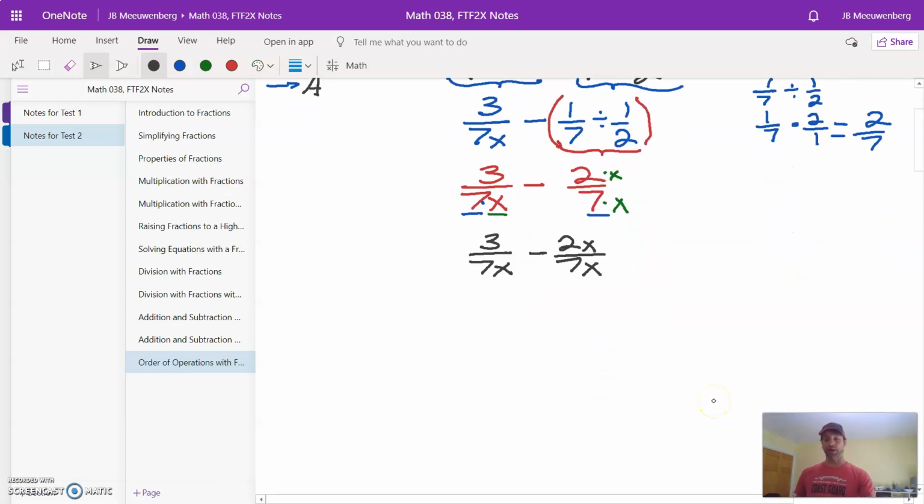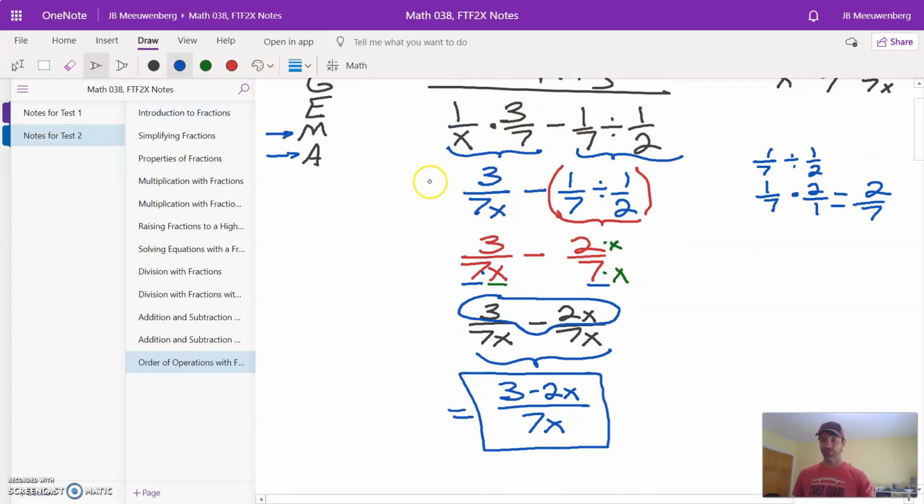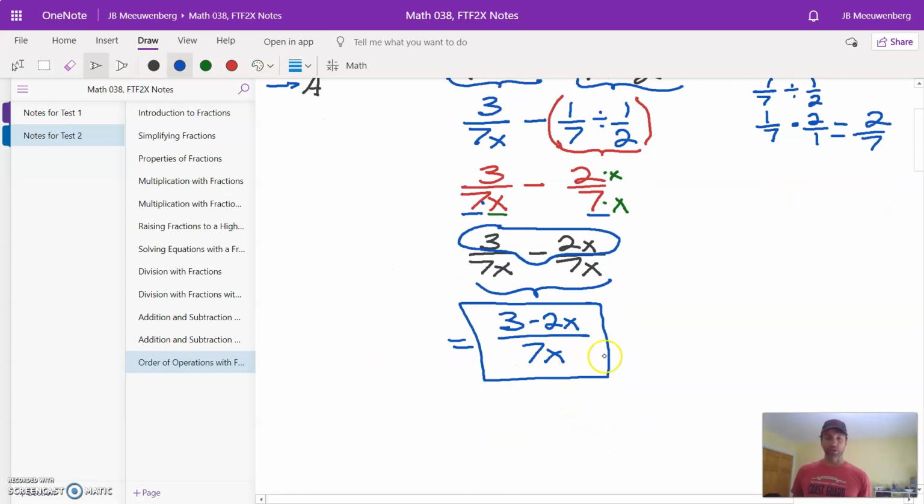We've finally gotten to a spot where we have common denominators, so now we can merge them into one fraction, all over 7x, but careful with the top, because the numerators are not like terms, so we can't actually put them into one term. We have to leave them separate. 3 minus 2x over 7x. That's as far as we can go. This original expression, when we simplify it all the way, is equal to 3 minus 2x over 7x. And no, there's nothing you can simplify from there.